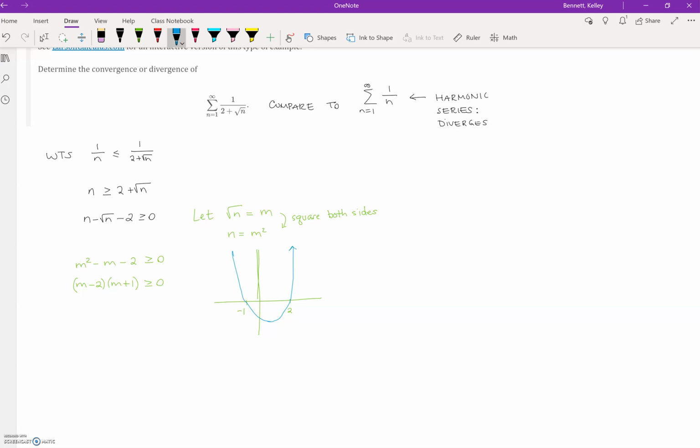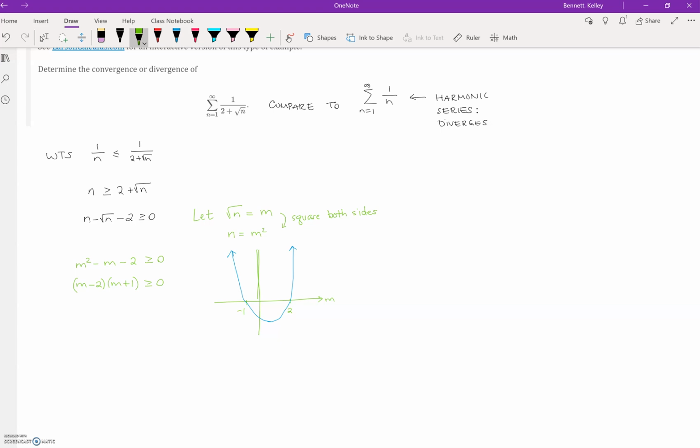And beyond that, I don't really care. I'm not super interested in what the vertex is or what the stretch is or anything like that. I just want to know where the roots are and which direction it opens. So I have that now. And I know that, okay, so these are our m values here. So I don't really care when m is negative. I'm just trying to look on the positive side of things.